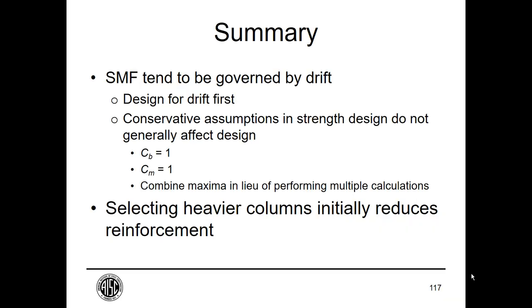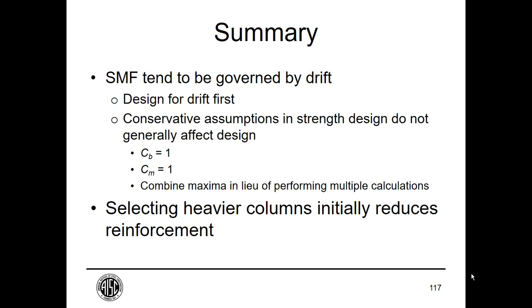In summary, the special moment frame tends to be governed by the need to control drift. So I recommend sizing members to control drift first, and then you can make some very conservative assumptions in your strength check, and those generally don't affect the design. You could assume C sub B of 1 and C sub M of 1 and still calculate demand capacity ratios well below 1.